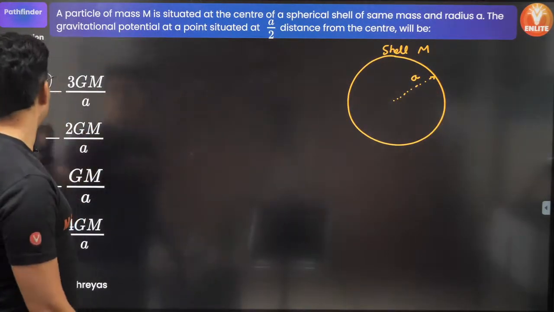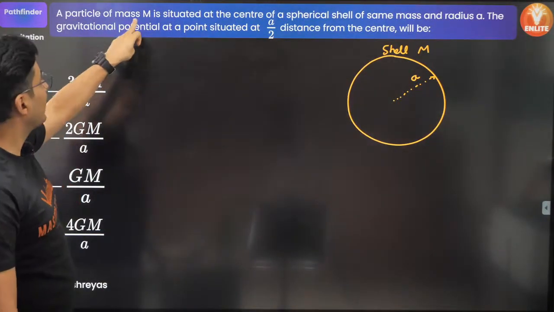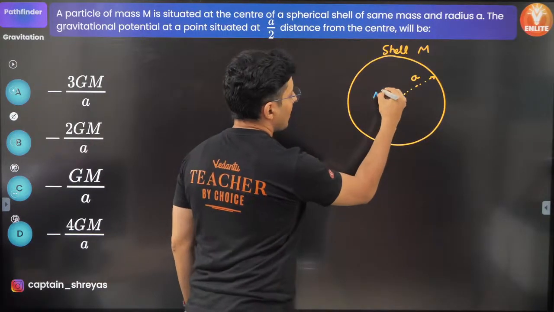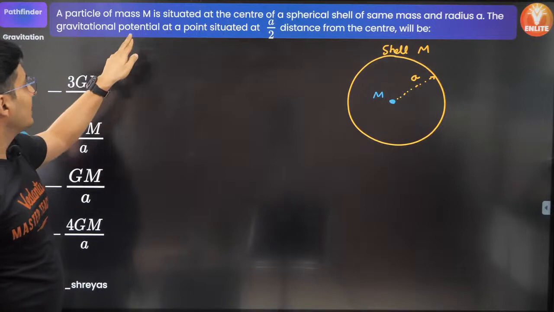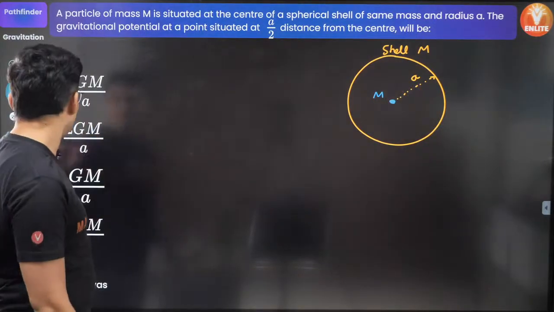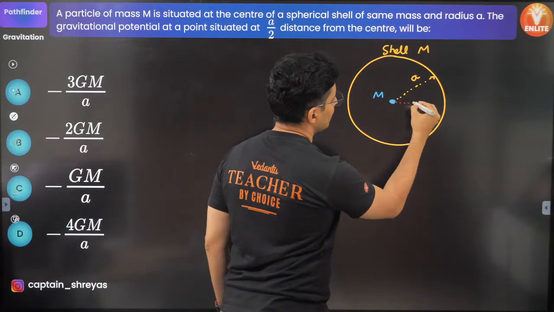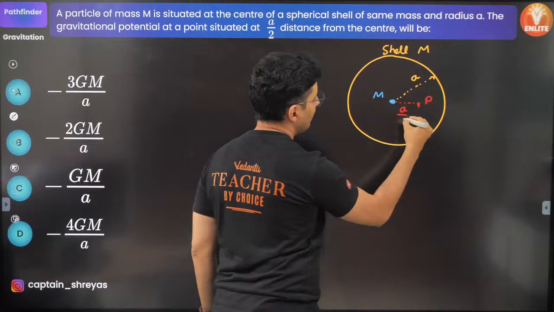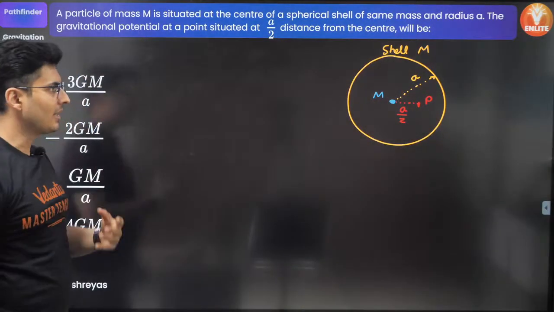Now what you have done is you have put another mass, a particle of mass m situated at the center. This is another mass, same value at the center, and you have to find the potential at a point at a distance of a by 2. So you have to find at this point, there is nothing here, at this point which is at a distance of a by 2, what is the potential? Let's see how to do it.